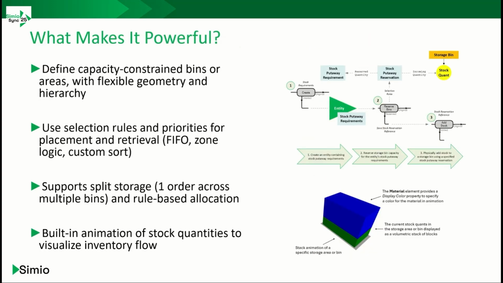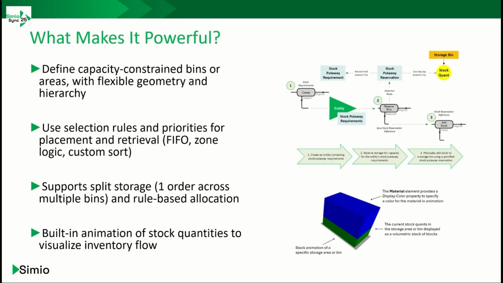So what makes this feature powerful? There are several capabilities that bring real-world accuracy into your simulation models. First, you can define capacity-constrained bins and areas. This means you can explicitly model space limitations, just like in a real warehouse. You can set how much a bin can hold, ensuring your simulation respects the physical storage constraints.